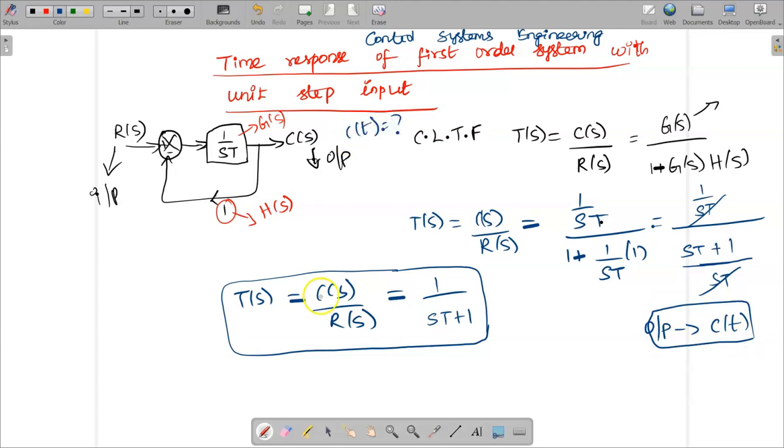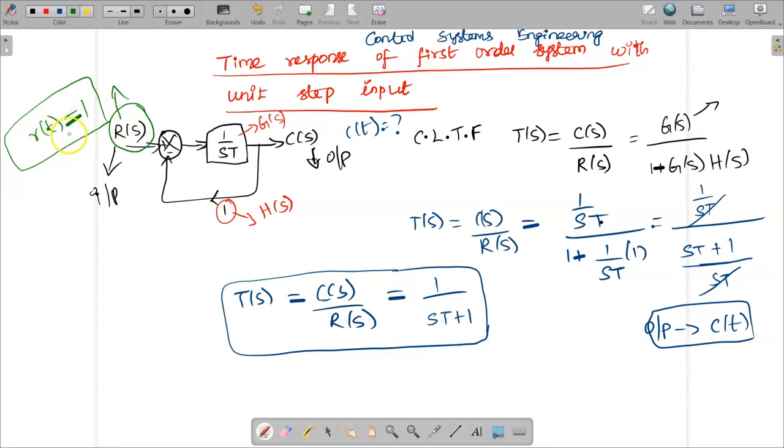Okay, so I have to rewrite the equation such that I have to find out first what is C of s, and then from the C of s I can apply inverse Laplace transformation, I can find out what is C of t. Okay. So again from the question, time response of first order system with unit step input. The input is nothing but unit step input. So what they are telling, this input is nothing but unit step input. Unit step input is nothing but 1. Okay. So your R of t is nothing but 1.